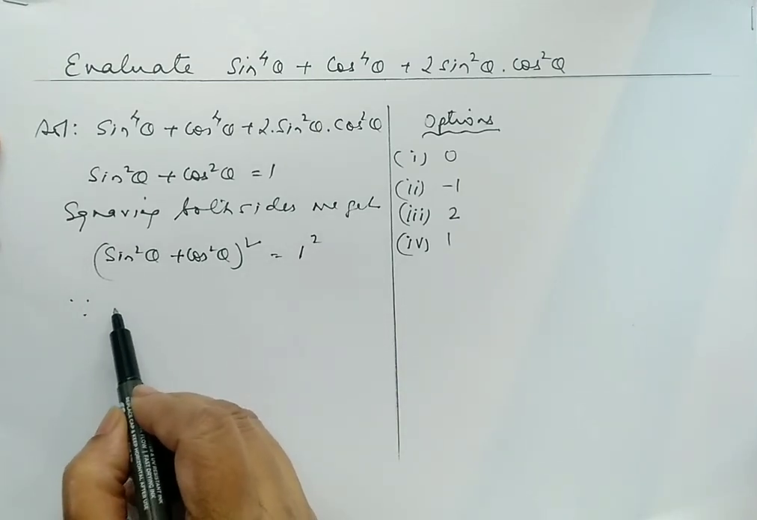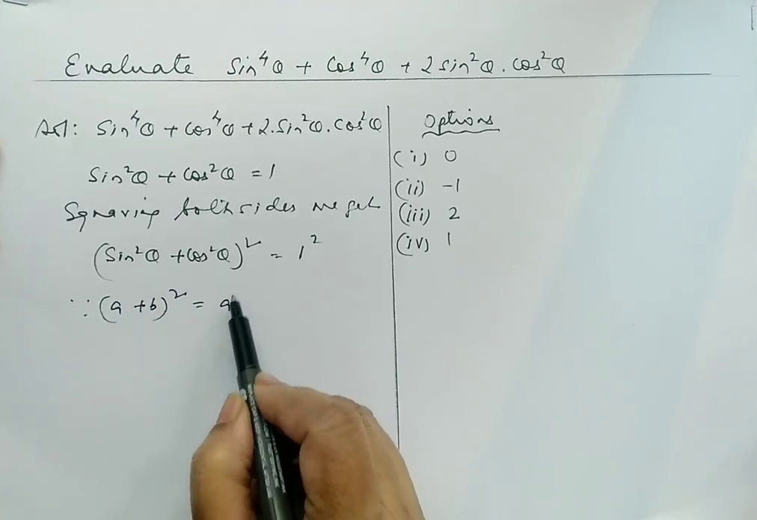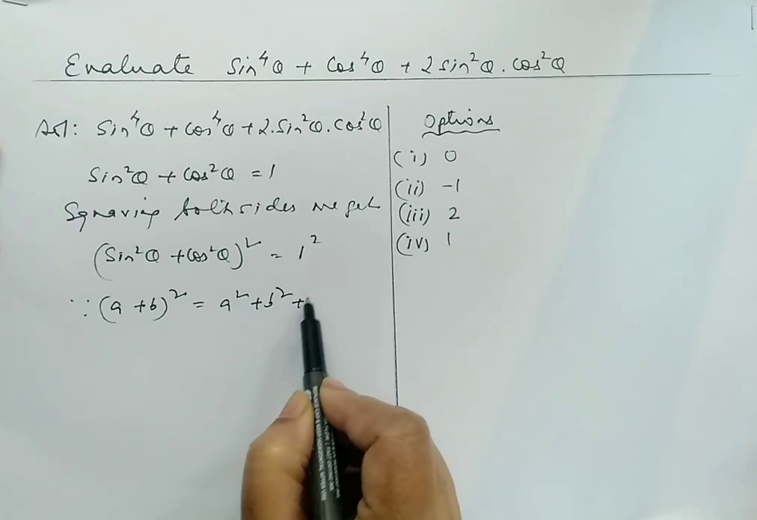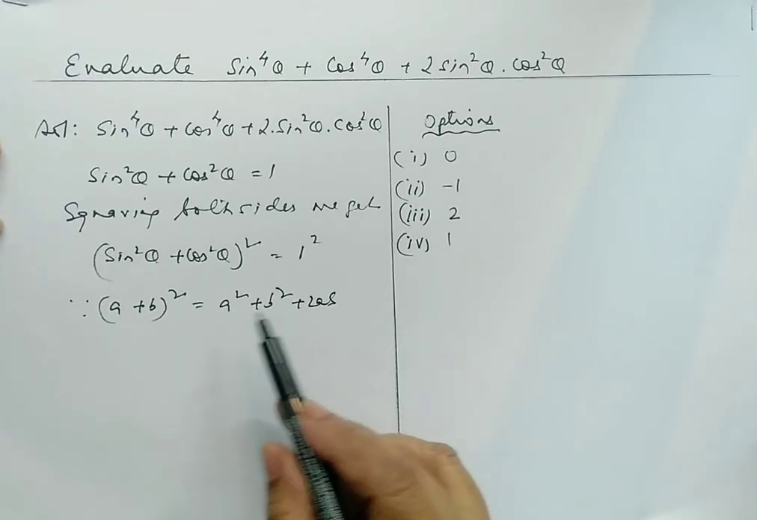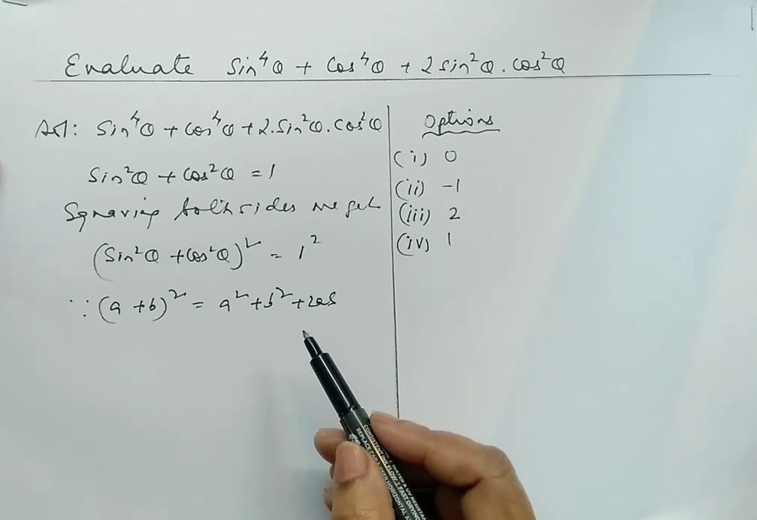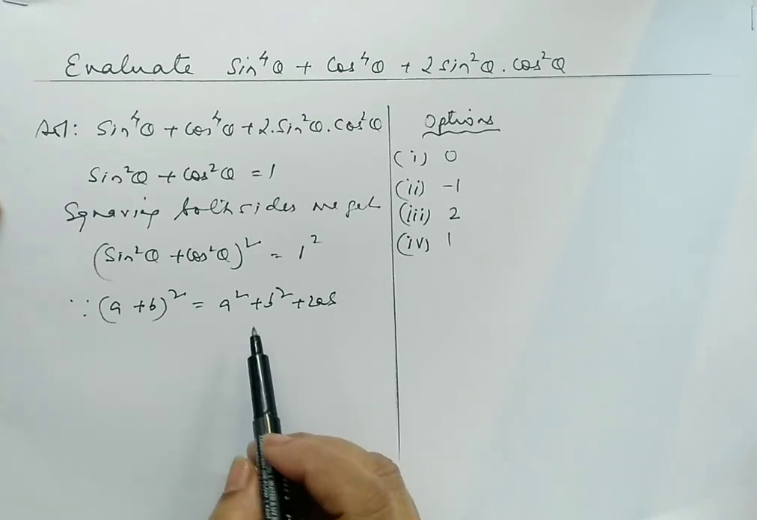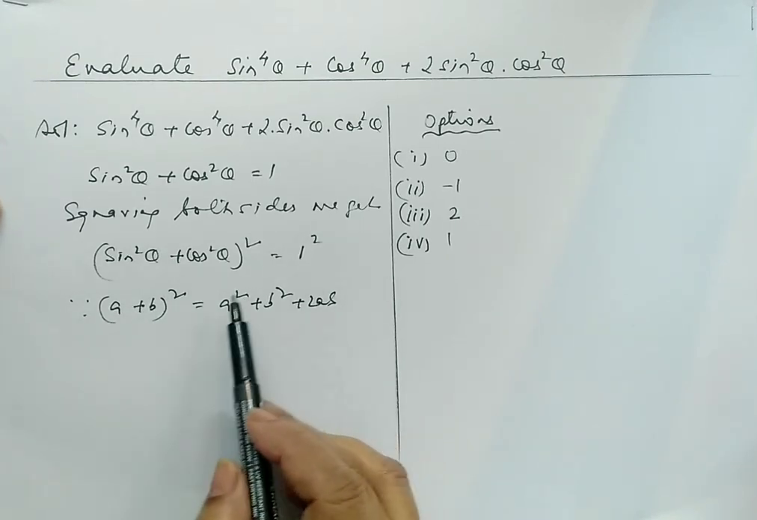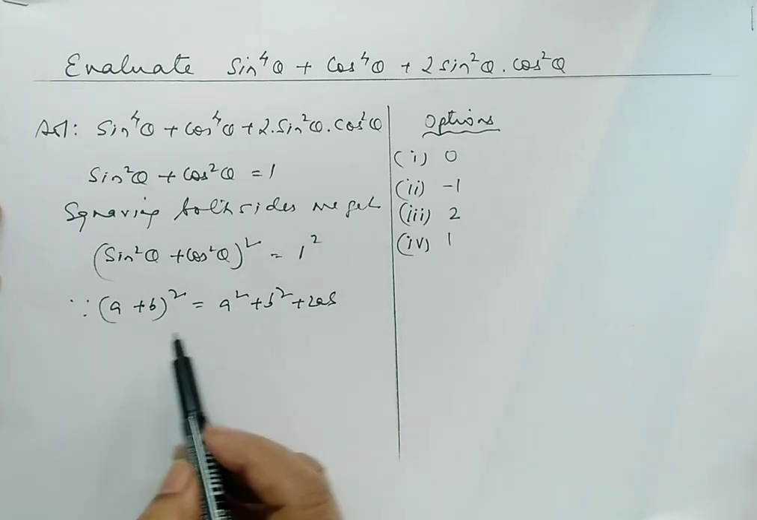Now, since (A + B) whole square is equal to A² + B² + 2AB, as per the algebraic identity, you can see my video on the entire concept of nearly 12 identities that is there in my whole playlist on algebraic identities. Alright, so let's settle this as per the square of A plus B. So what do we get?